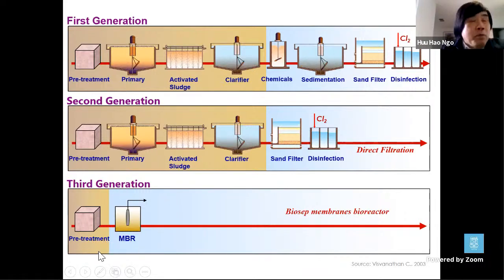And it seems we only need the pre-treatment and then MBR, membrane bioreactors. And this is the Biogas membrane bioreactor, I think it's about 17 years ago that it already reached the third generation.